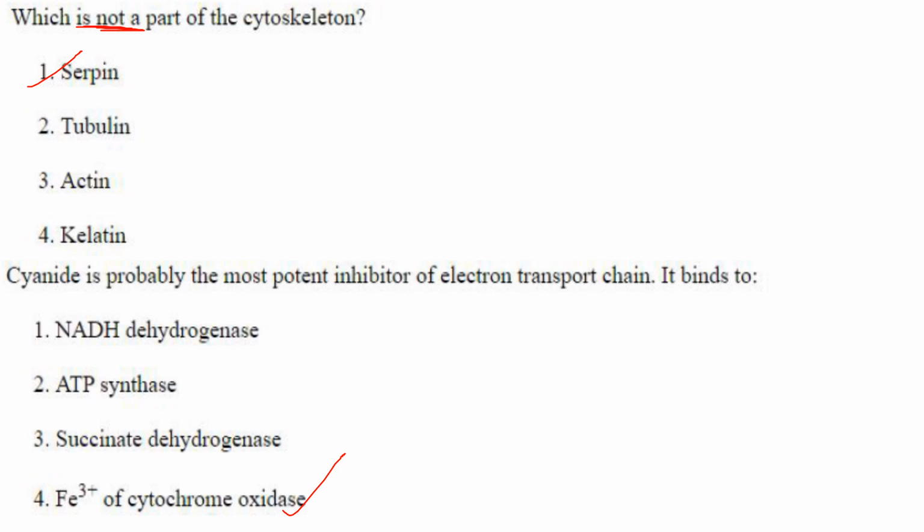So they have asked which is not a part of cytoskeleton, so it is serpin. Then next one. Cyanide is probably the most potent inhibitor of electron transport chain. It binds to cytochrome oxidase, so specifically Fe3+ of cytochrome oxidase. Answer is option 4.